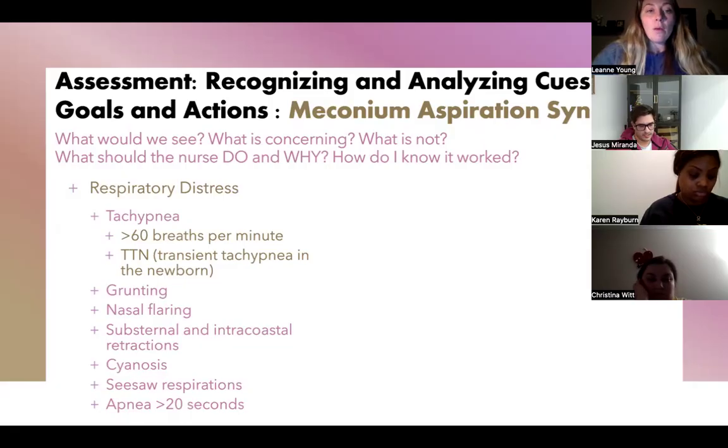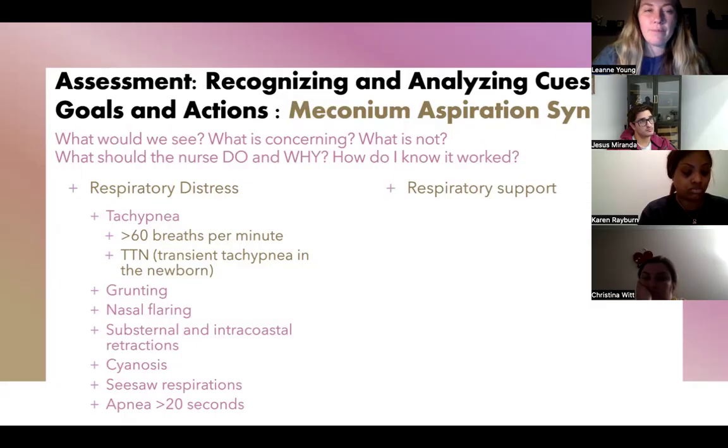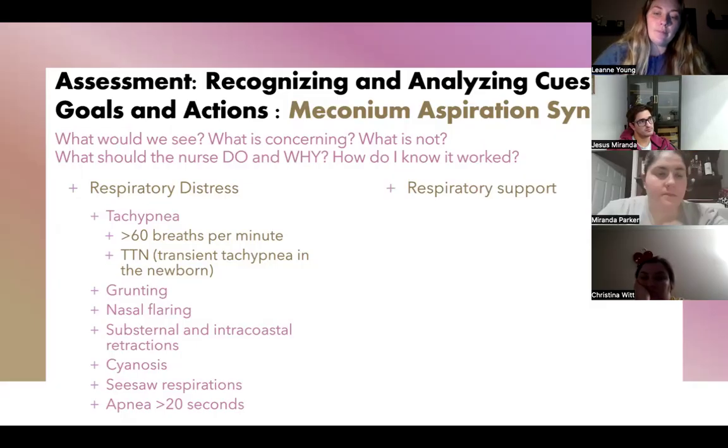Okay. What are we going to do besides provide respiratory support if this baby is having all these other things? What would our respiratory support look like? Oxygen. Yeah, we need to give them oxygen.